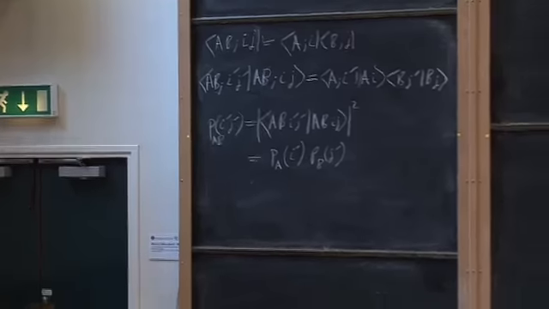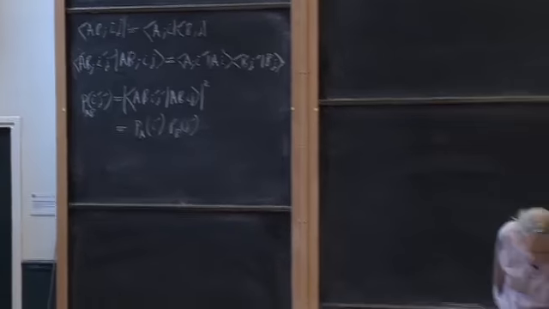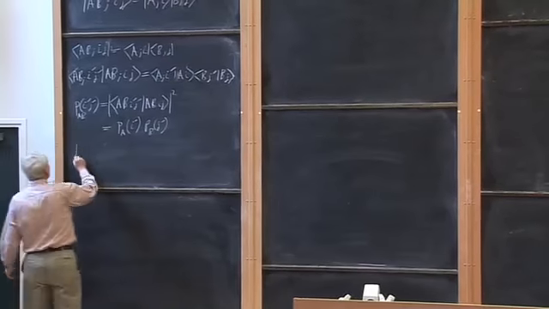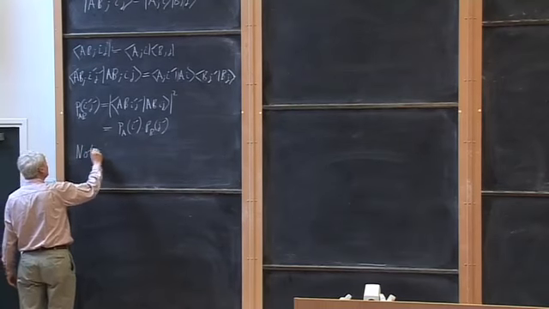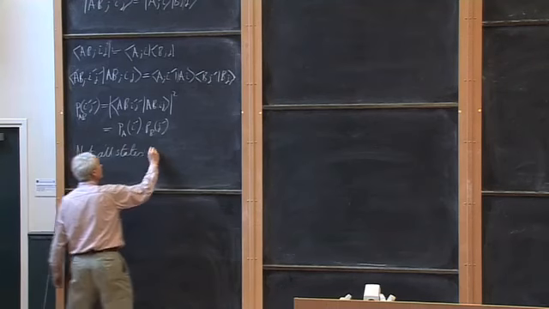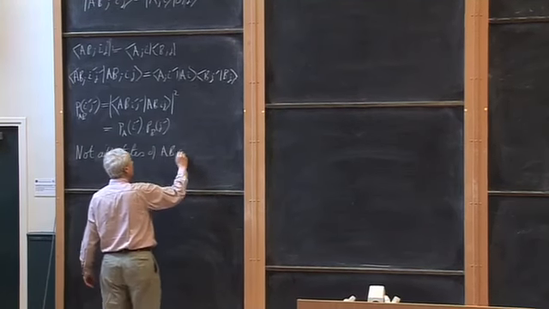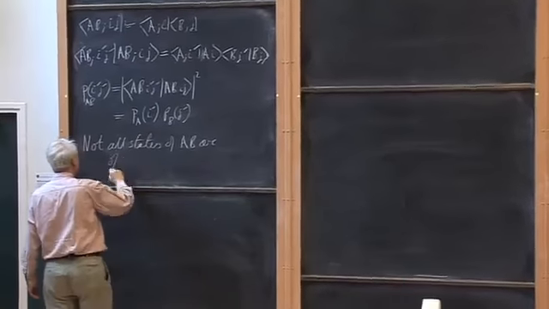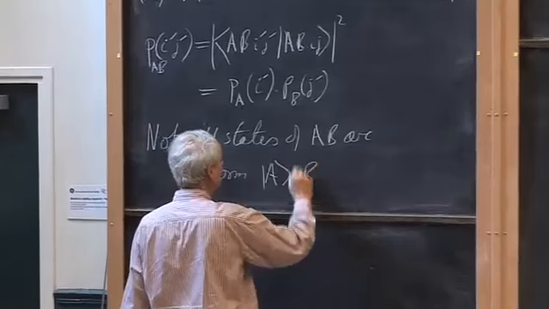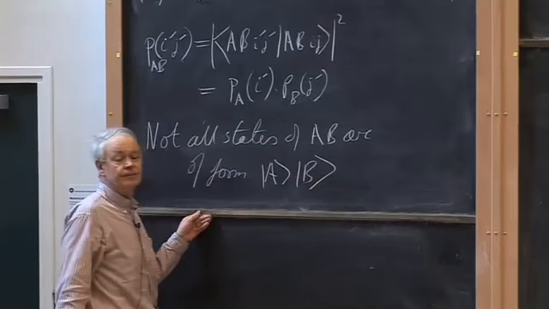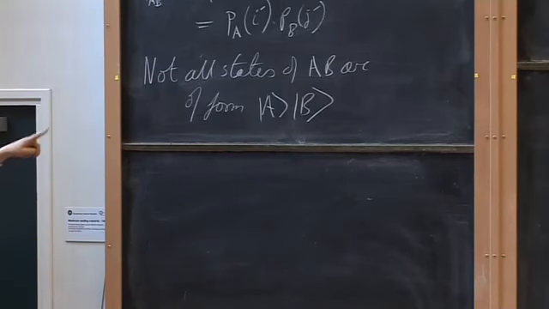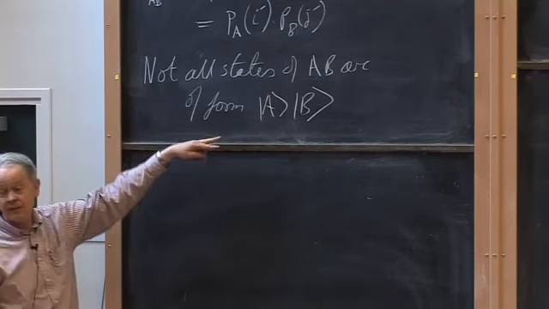Now having said that, and everything's nice and simple, we have to make the point that not all states of AB are of the form A, B. This is the thing that's surprising. That's what I now want to establish, that it's not true that all states of the system are of this form.